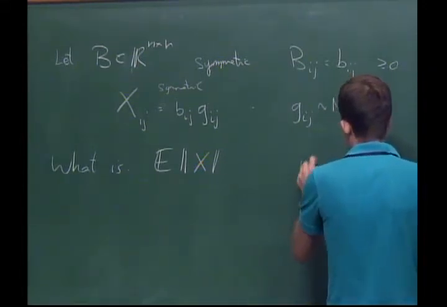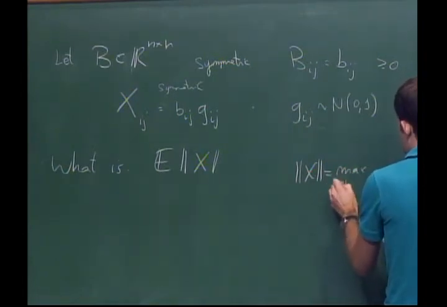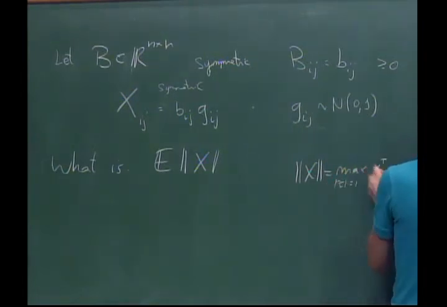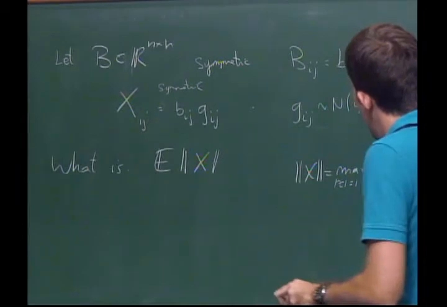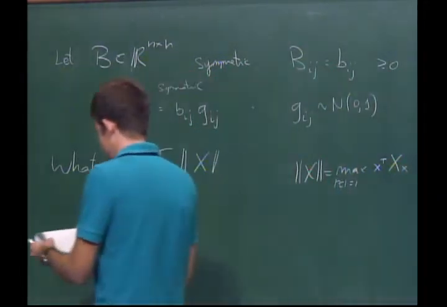By this I mean the maximum over all little x of norm 1 of x transpose X x, and big X is symmetric. To gain a little bit of intuition, let me first start with a few simple examples. And please, if anything is not clear, interrupt, ask questions.